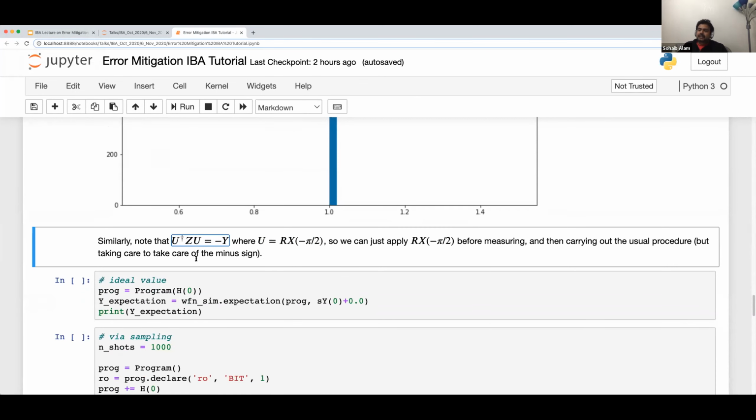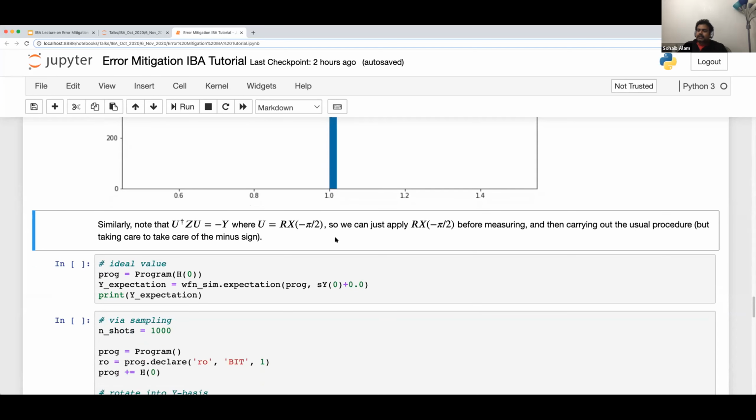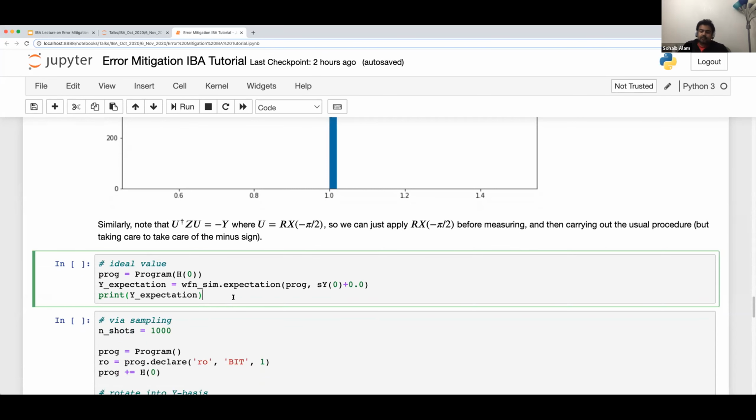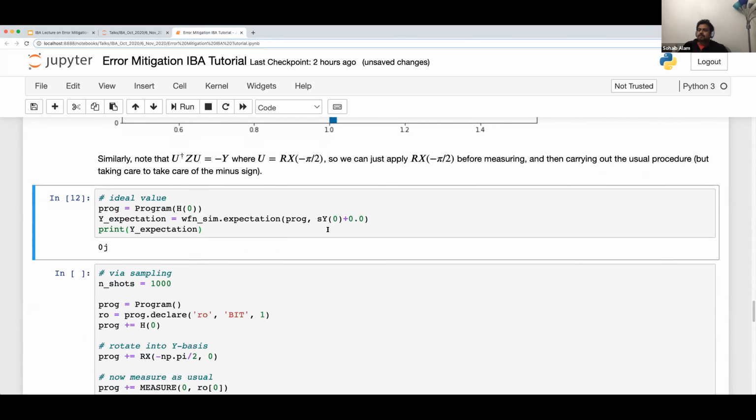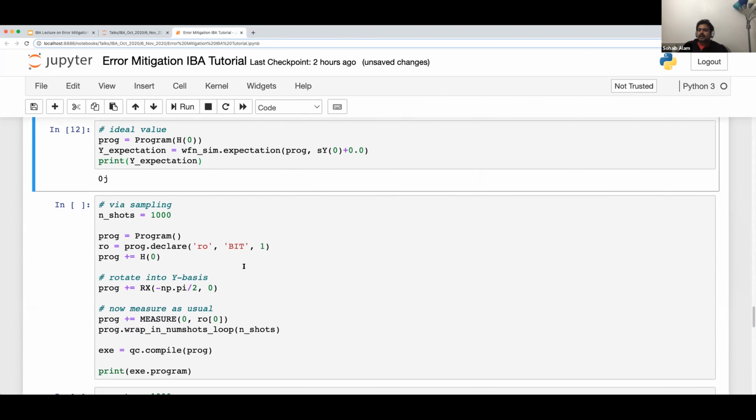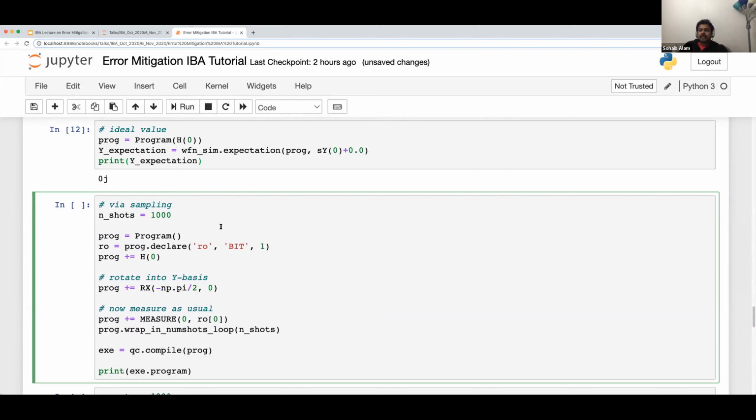But basically, that's simple to take care of, right? The idea is roughly the same. We can just apply an Rx minus pi over 2 before measuring, and then we carry out the usual procedure. But we just need to take care of the special minus sign over here. That's the only difference. So I do that, and I get the expectation value equal to 0 in this case, right? That's what I calculate from using the wave function simulator.